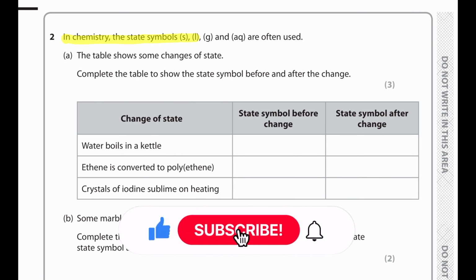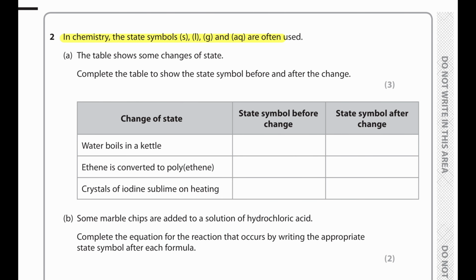In chemistry, the state symbols S, L, G, and aq are often used. Complete the table to show the state symbol before and after the change. Water boils in a kettle, so it is a liquid that is changing into gas.